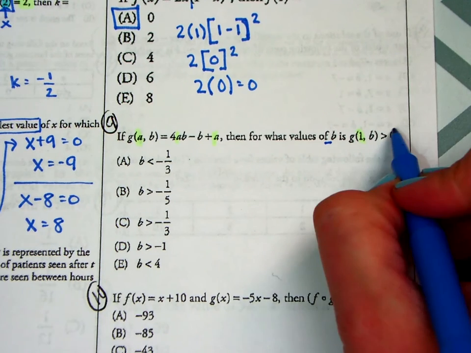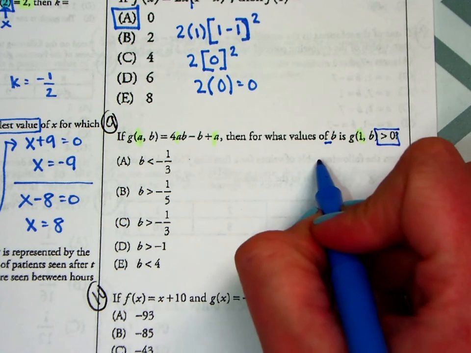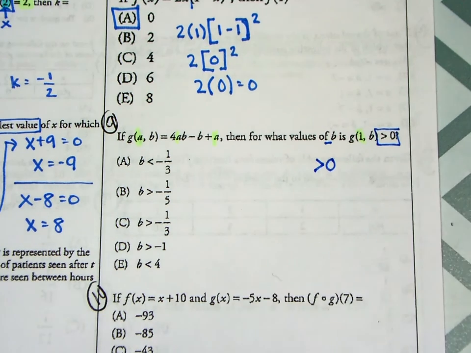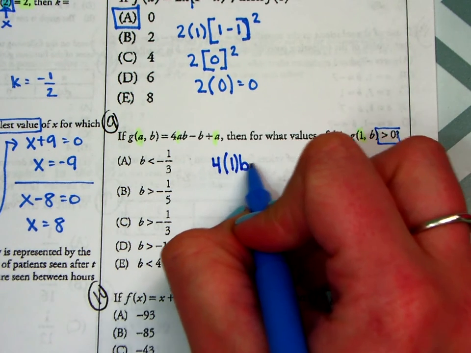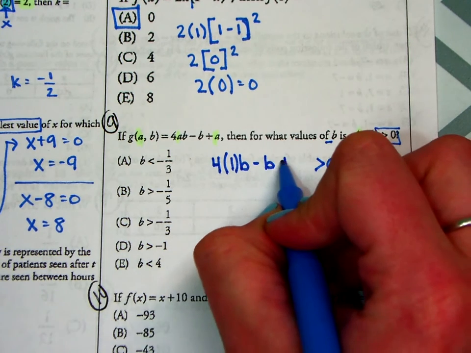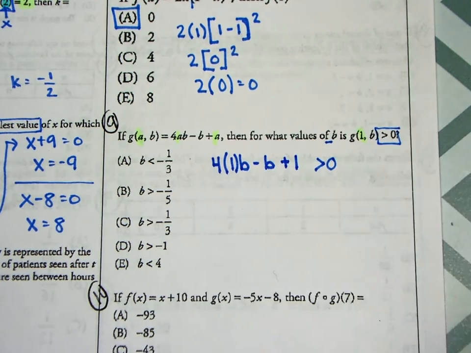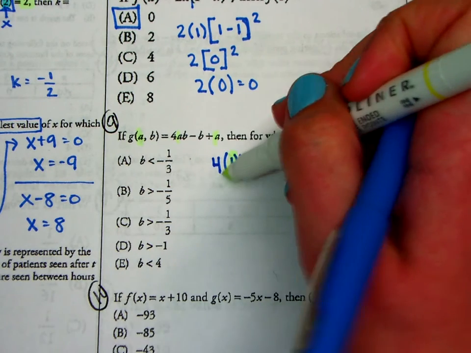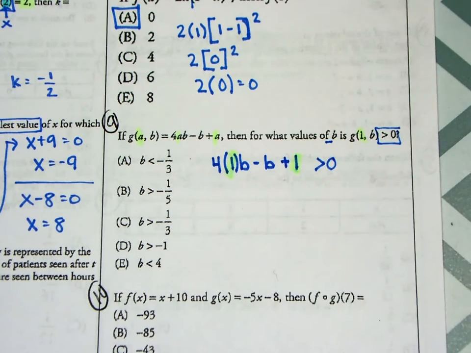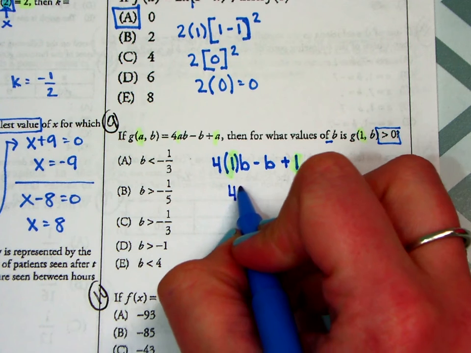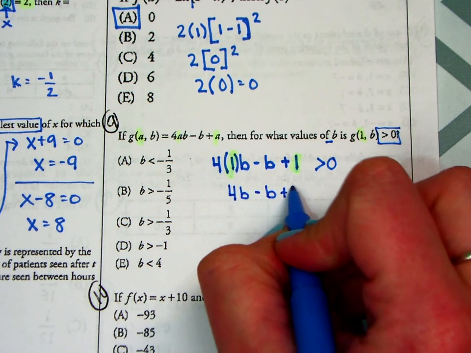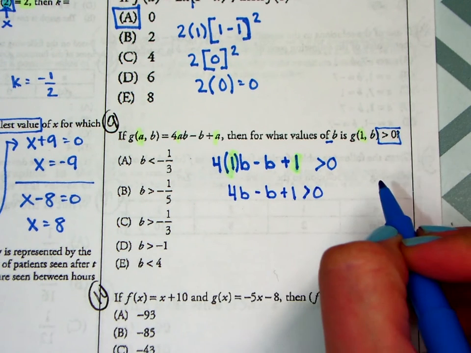Now, we want our answer to be larger than 0. So I'm going to change it from an equal sign to greater than 0, and then I'm going to substitute. 4 times 1b minus b plus 1. Notice what we've done is we've just substituted the 1 into the a slot. So 4 times 1 is 4, times b is 4b, minus b plus 1 greater than 0.